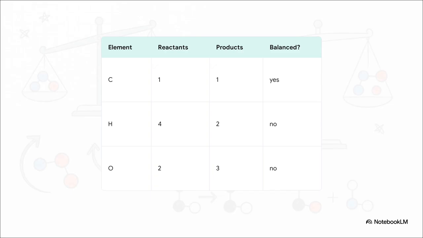So if we create a visual tally table to track our cosmic building blocks, we instantly see a massive problem. The math doesn't add up. Look at the carbon. 1 on the left, 1 on the right. Cool, that's fine. But we have 4 hydrogens on the left and only 2 on the right. And we have 2 oxygens on the left, but 3 on the right. This setup is literally violating the golden rule of the universe.